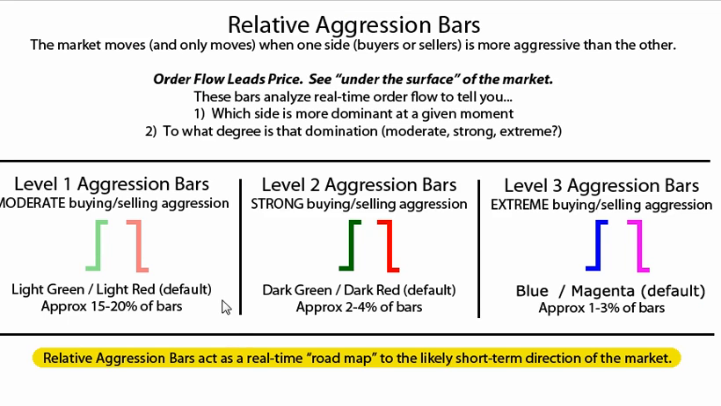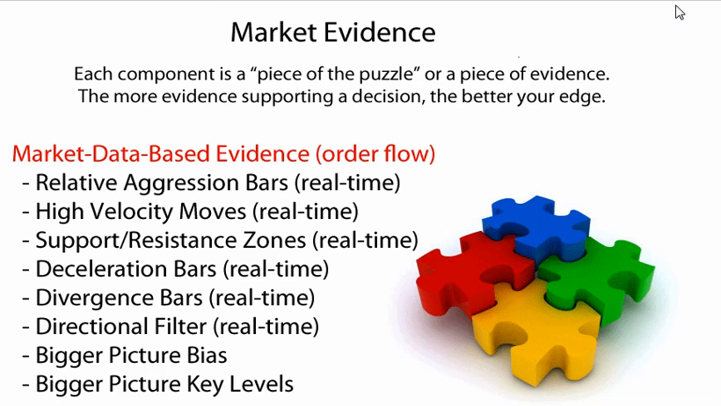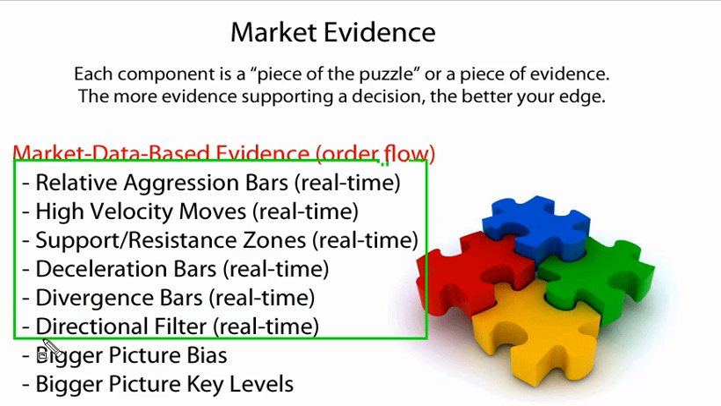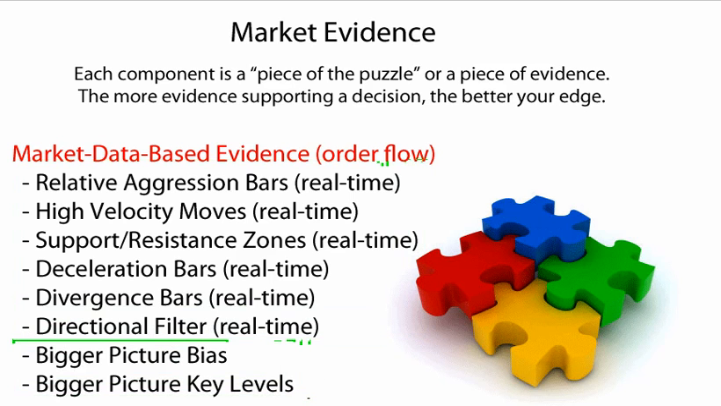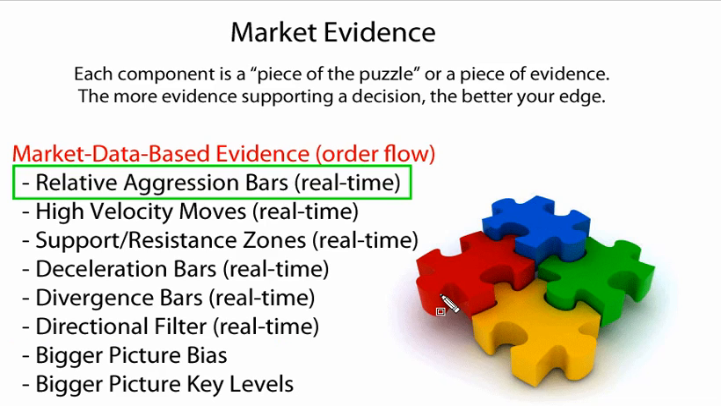And by that I mean what we look at typically is a lot of different pieces of evidence, a few that form in real time. We have a filter and support resistance zones, high velocity moves, decelerations, that sort of thing. Those all come in real time. We also like to put in some bigger picture context. What I want to do here again though is strip the chart of everything but these relative aggression bars, because that's really the first major building block. It's going to help you increase your edge.